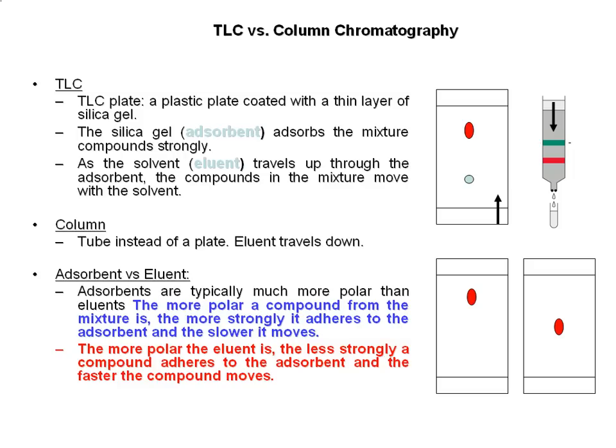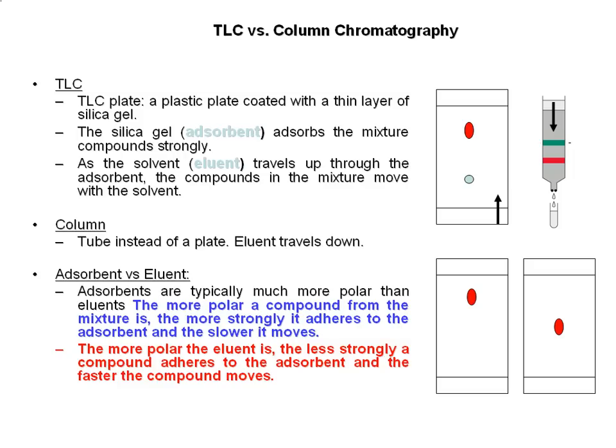And the same principle applies again with the column, except you're going to be moving down. The eluent travels down the column, and then you collect what comes out the bottom. And of course, you're going to be using a tube instead of a little tiny plate. And you're going to be using alumina in your column.